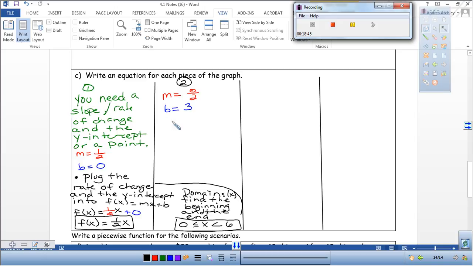Okay. So again, you plug it into f of x equals mx plus b, and you'll get f of x equals 0 over 2 is just 0. So 0 x's plus 3. Any questions?